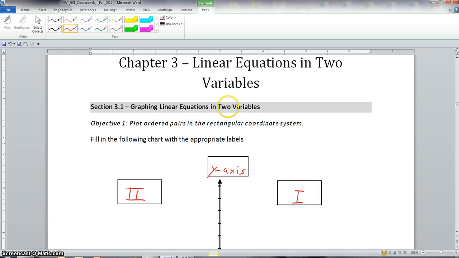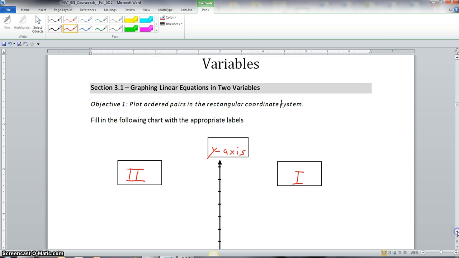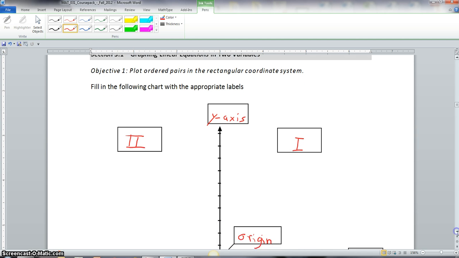Hello class. We're about to start Chapter 3, Section 3.1, Graphing Linear Equations in Two Variables. Our first objective is to plot ordered pairs in the rectangular coordinate system. Now it asks us to fill in the following chart with the appropriate labels. I took the liberty of filling in some of these labels in order to expedite time.